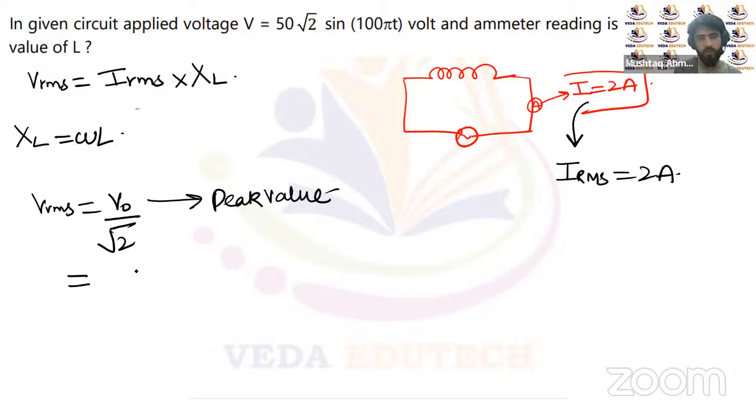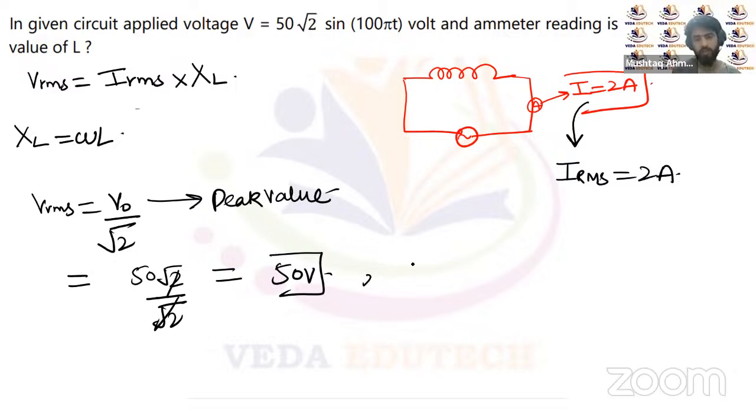Now here in this case, the peak value is 50 root 2 upon root 2. So we can say that the RMS value of the voltage is 50 volts. This is the VRMS. So if VRMS is 50 and IRMS is 2, the value of XL is equal to 25. And we know it's equal to omega L.